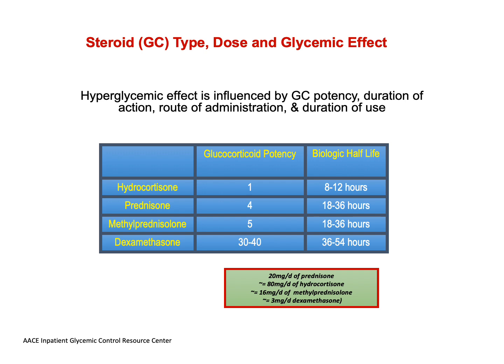This shows the different types of steroids, the dose and the glycemic effect. The hyperglycemic effect is influenced by the glucocorticoid potency as well as the duration of action, route of administration, and duration of use. As you can see, hydrocortisone in terms of its glucocorticoid potency is 1, followed by prednisone 4, followed by methylprednisolone 5, and dexamethasone 30 to 40, meaning 30 to 40 times more potent compared to hydrocortisone, and about 10 times more potent than prednisone in terms of its glucocorticoid effect.